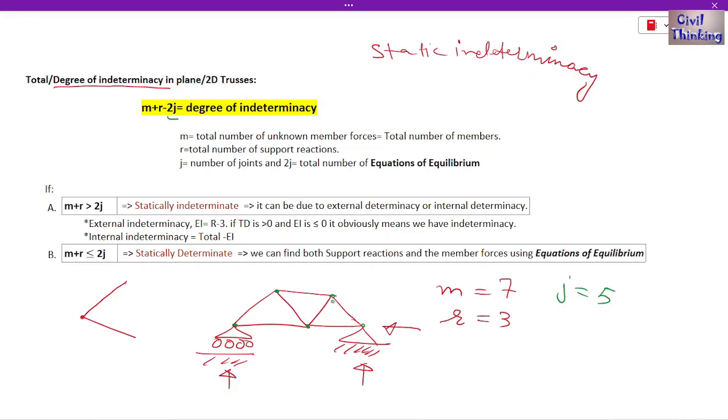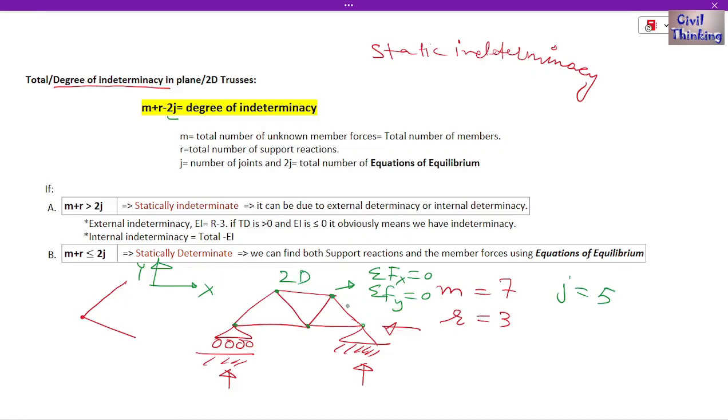Why? Because a joint is a point, and for a point, how many equations of static equilibrium are there? For a point, we have only two equations. Let us say this is the x direction and this is the y direction. Summation of forces in the x direction is 0 and summation of forces in the y direction is 0. For a point, we have only two equations of equilibrium, for a 2D truss.